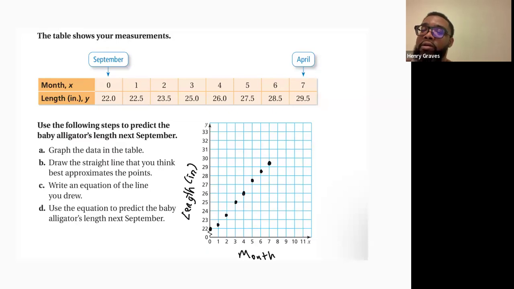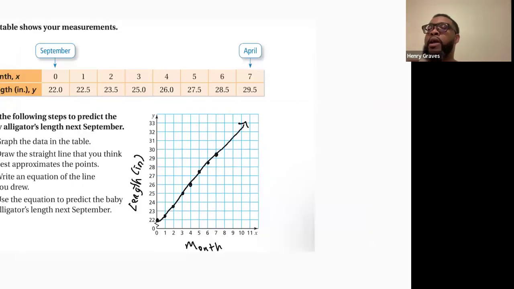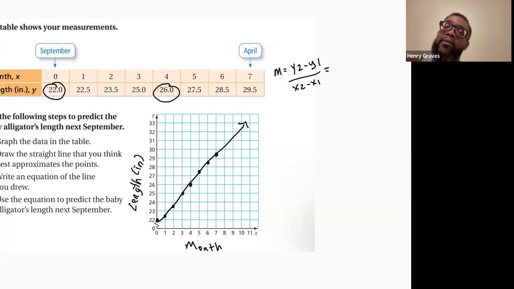The best I can, no big deal. So we're drawing our straight line there, and we need to do an equation of the line. So I'm going to go over here to the side and find the slope m. Remember, y2 minus y1 divided by x2 minus x1. I'm just going to pick 2 points. So I'm going to pick 26 and 22.